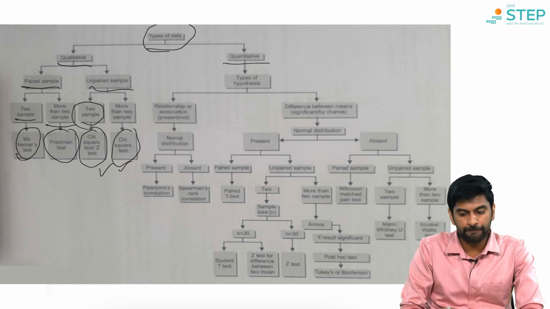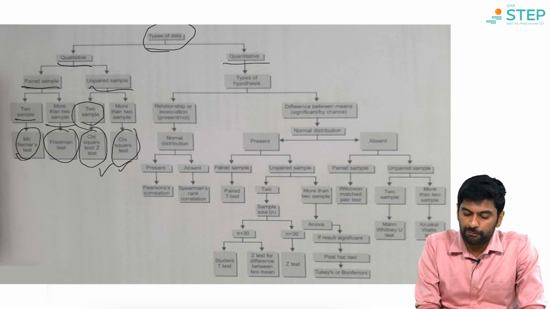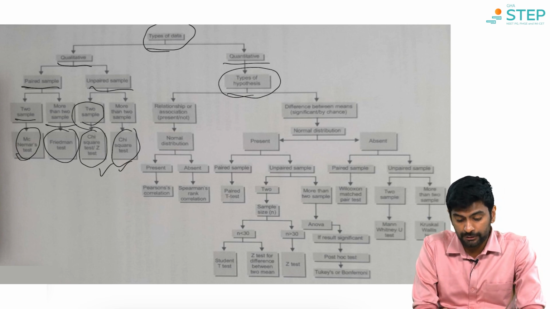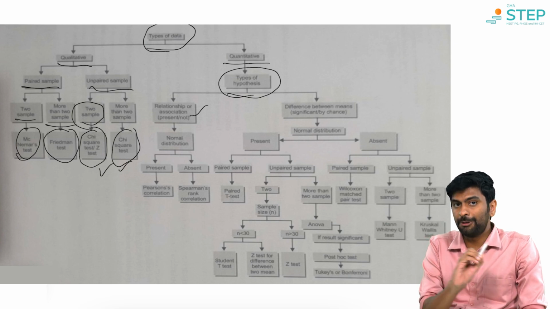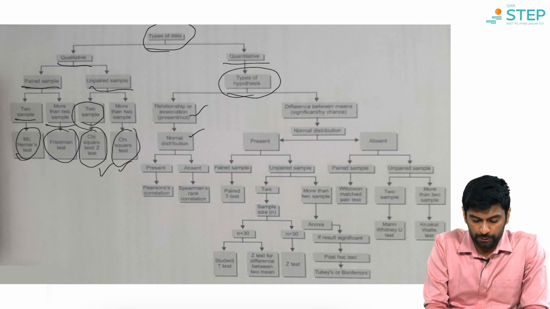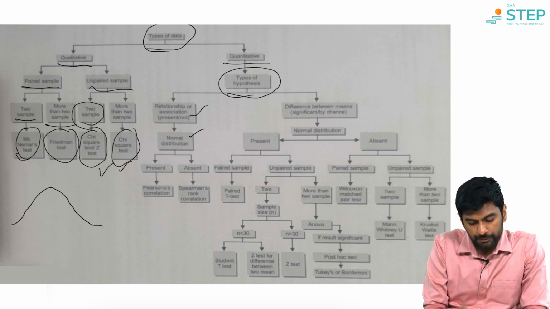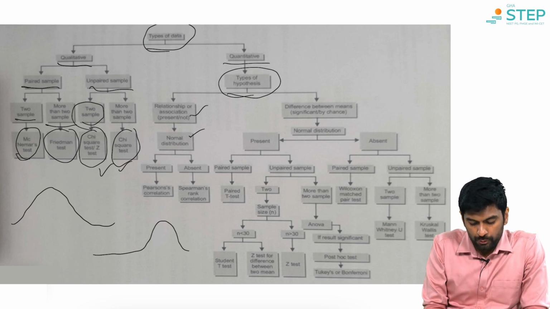Next, quantitative is going to be interesting and it's something that is most commonly going to be asked. So the type of hypothesis that you're going to be testing. First, you're going to check whether there is a relationship or an association between 2 variables. And if both the variables are quantitative, we check for normal distribution. So we check if there is a normal bell-shaped curve, or if it's not normally distributed, that means it's either skewed to the left or skewed to the right.